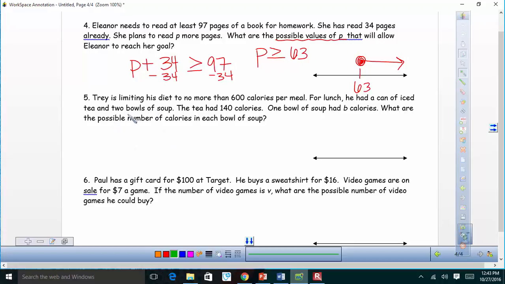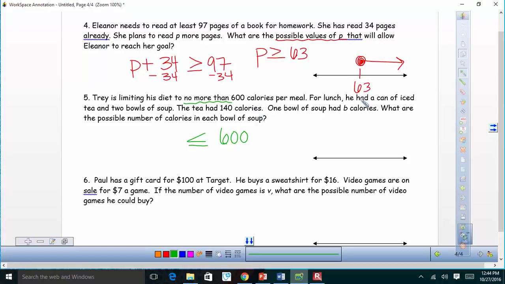Okay, so 5 says Trey is limiting his diet to no more than 600 calories. Yes, so it would have to be less than or equal to 600 because he doesn't want to eat more than 600. By the way, 600 is not healthy. Oh, per meal. It's healthy for meals. I was thinking all day. That's not much food. Okay?